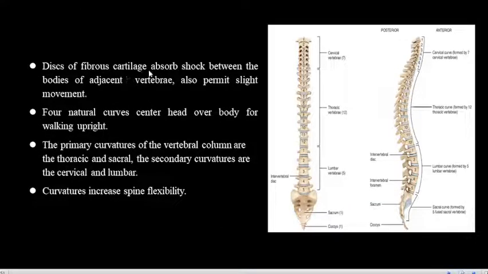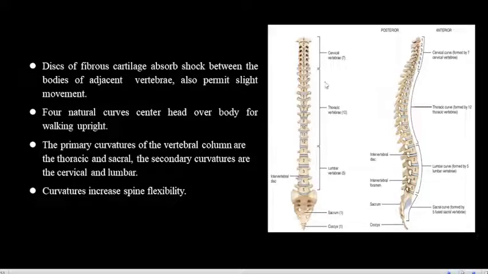Disc of the fibrous cartilages absorb the shock between bodies of the adjacent vertebrae. Also permits slight movement. So, ang sinasabi niya dito is the intervertebral disc. So, ito yung mga joints or cartilage in between the vertebrae that provides cushion so that our spine can withstand the pressure of the gravity.